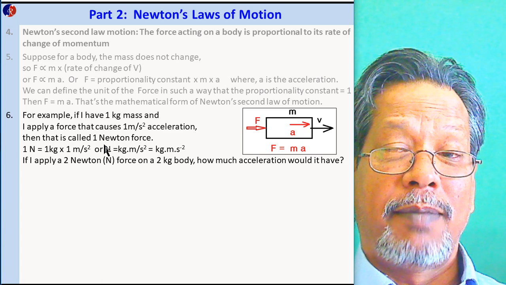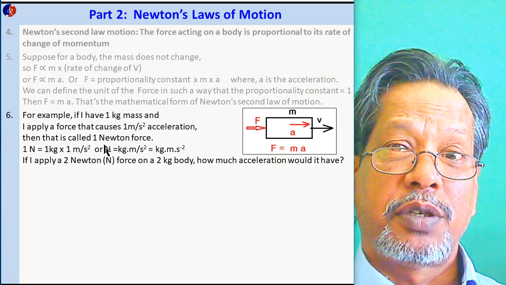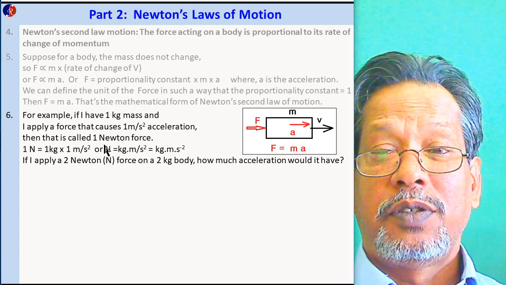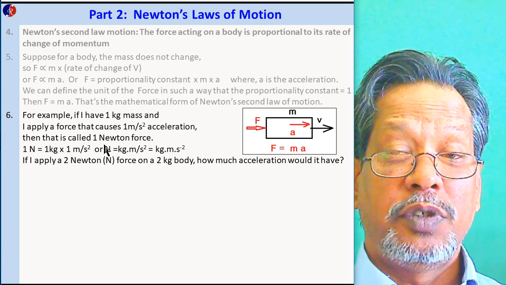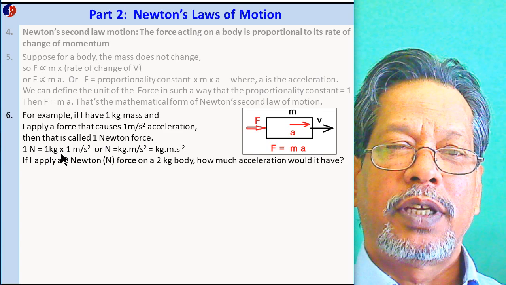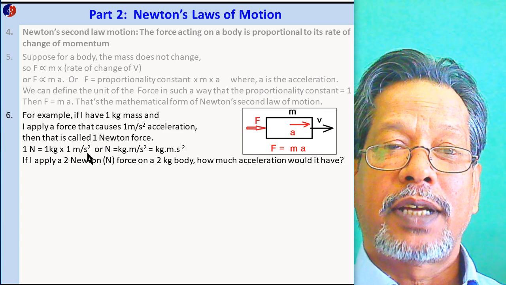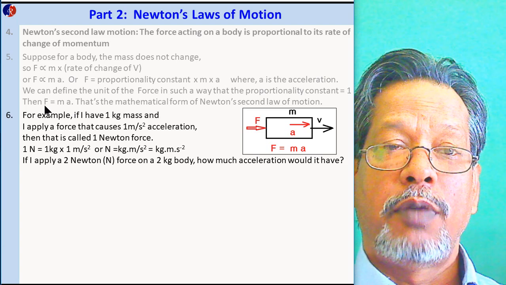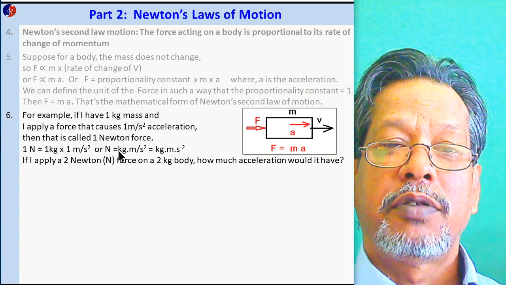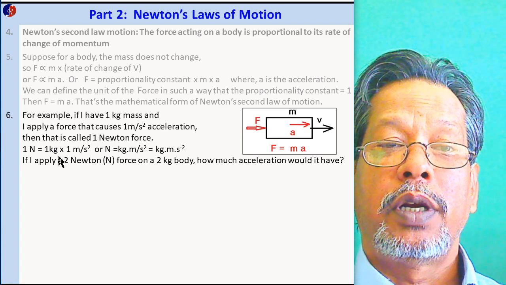If I take 1 kilogram mass and apply a force and measure the acceleration, and if it turns out to be 1 meter per second squared, that force is 1 Newton. Okay, so 1 Newton equals mass 1 kilograms times 1 meter per second squared, using this formula, F equals ma, and that gives me 1 on both sides. 1 Newton equals 1 kilogram meter per second squared.